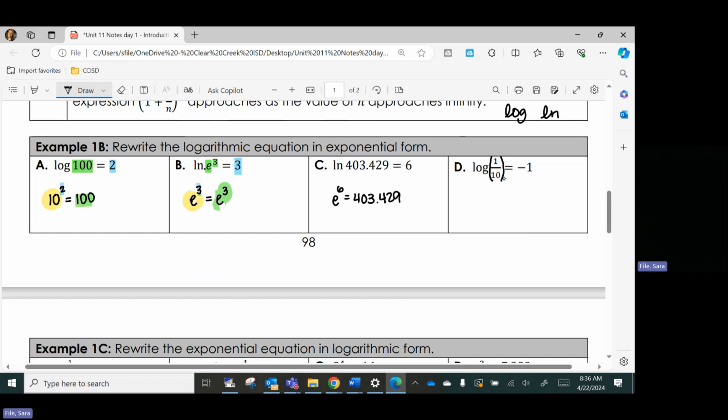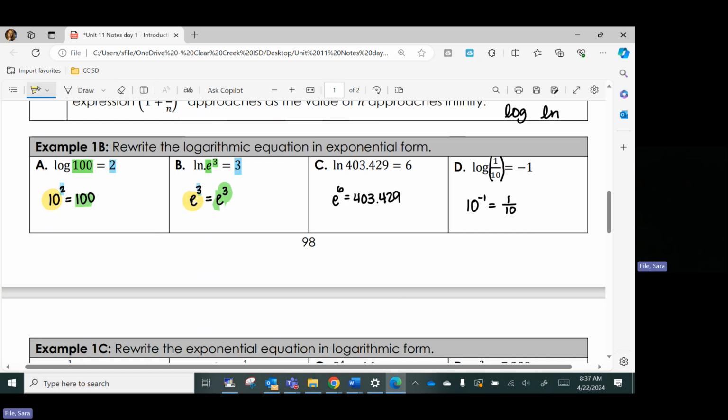Okay, but there's no base written here. So the base is the understood 10. The power is the -1. And then it equals the argument of 1/10, which is true. Remember, when you have the negative exponent, you can move the term in the fraction, so in this case, to the denominator, then it becomes the positive power.